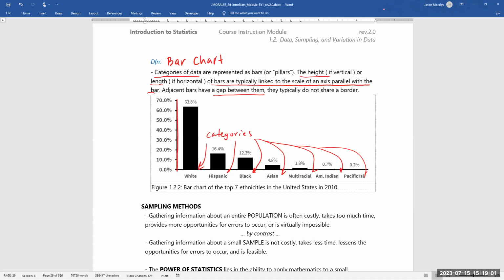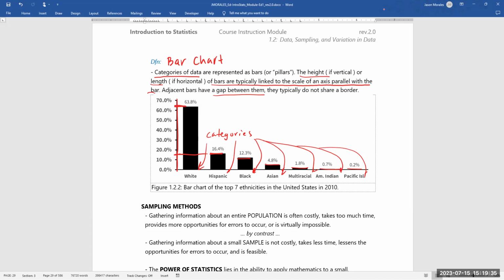So in 2010, the relative frequency of a white ethnicity was 63.8%. So you can see where that would fall between 60 and 70% here on this y-axis. The next one down, which would be Hispanic, that was at 16.4%. And you can see as you go over, that falls between 10 and 20%. And so on down the line for the rest of the ethnicities.